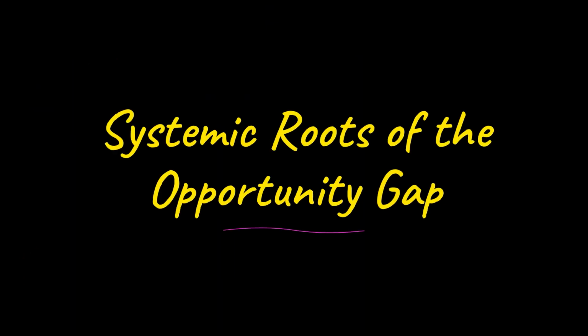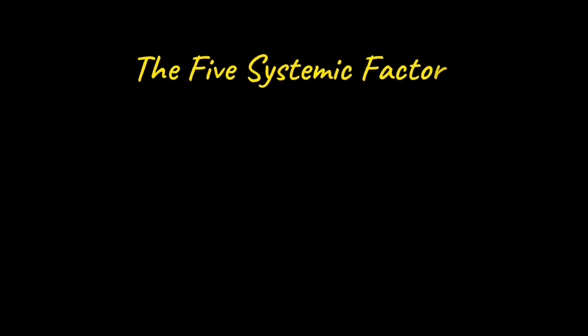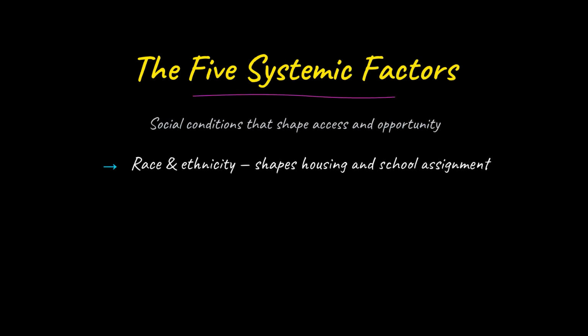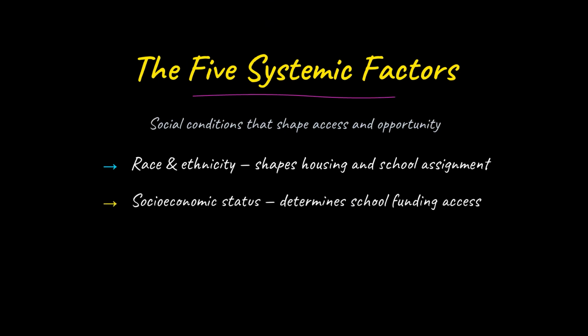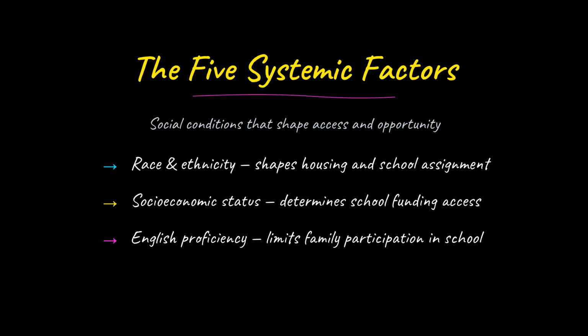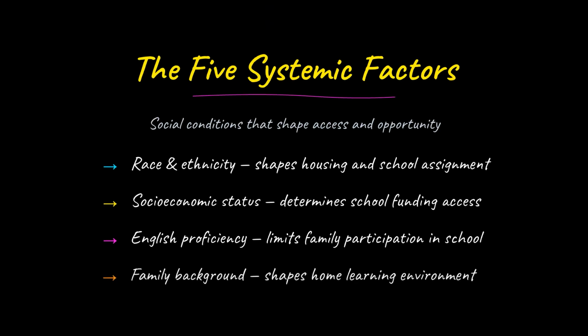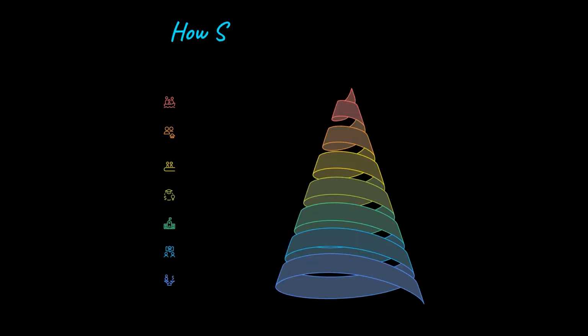The opportunity gap isn't explained by anything inside individual students. It's produced by a cluster of systemic factors, social conditions that shape resources and opportunities from birth through the school years. Decades of research identify primary drivers: race and ethnicity, socioeconomic status, English proficiency, and family background. These aren't personal traits, they are social positions with structural consequences that compound over time.